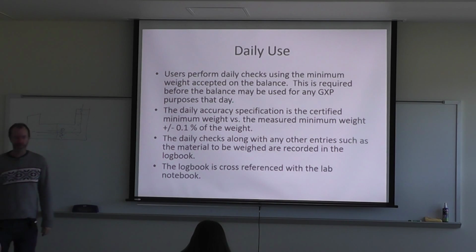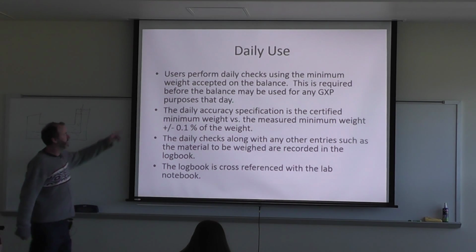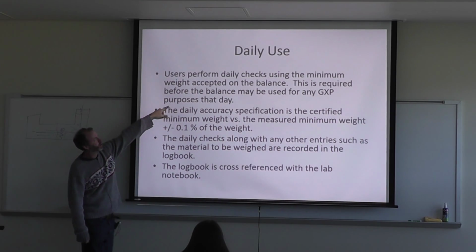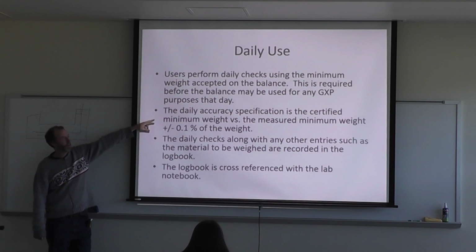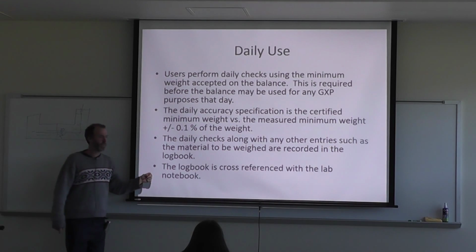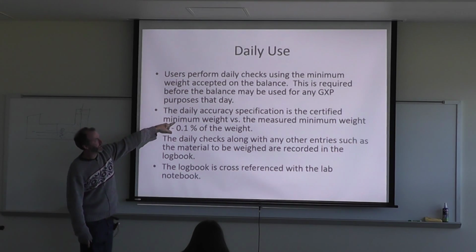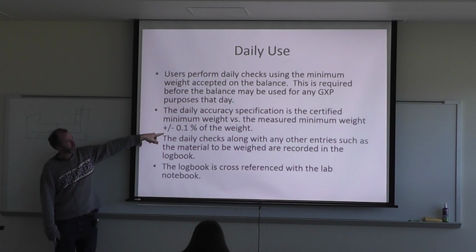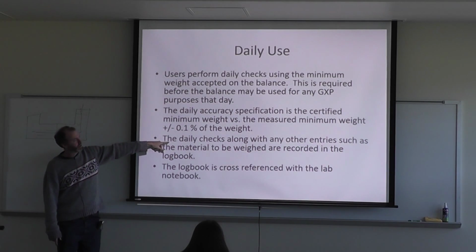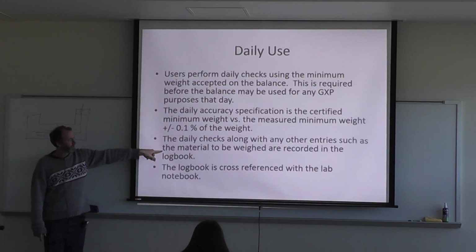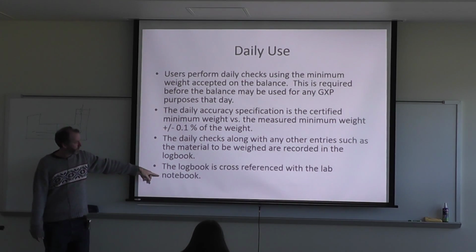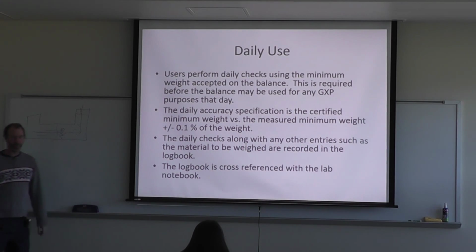So daily use. The user performs daily checks using the minimum weight accepted on the balance. This is required before the balance may be used for any GXP purpose that day. So you have to check that it's good to go before you can use it if you're in a GXP facility. Daily accuracy specification is the certified minimum weight versus the measured minimum weight, plus or minus 0.1% of the weight. Daily checks, along with any other entries such as the material to be weighed, are recorded in the logbook. And then the logbook is cross-referenced with the lab notebook.